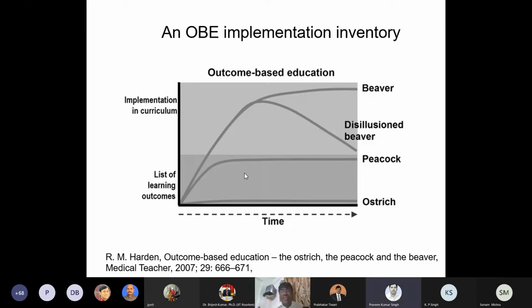You are right, but we need to be beaver, right? The fourth type is the disillusioned beaver. They have the capability, and then some institutes, after getting the brand value, they dilute or they sleep over. So remember, any implementation is not that easy. There are ostrich kind of people, peacock kind of people, beaver kind of people. Even ostrich I can accept, but we should not be like peacock, because we have the capability, but we do it only when some emergency comes, right?